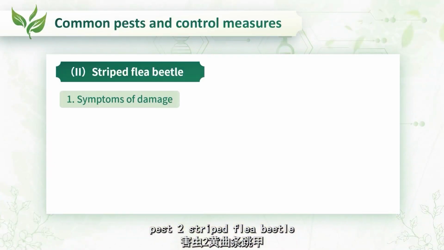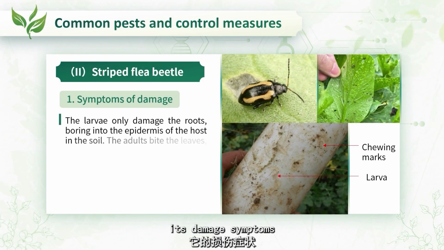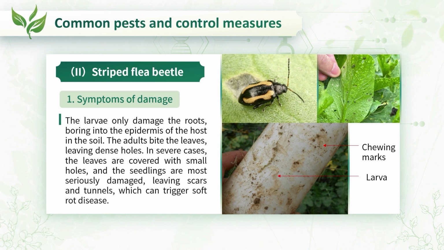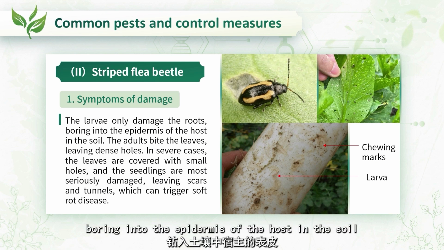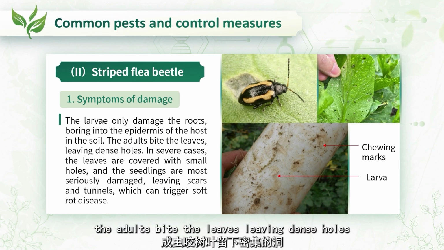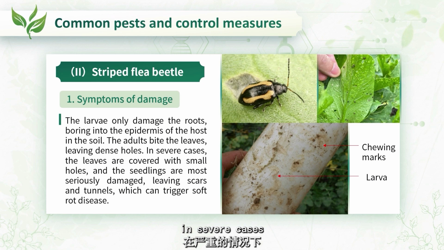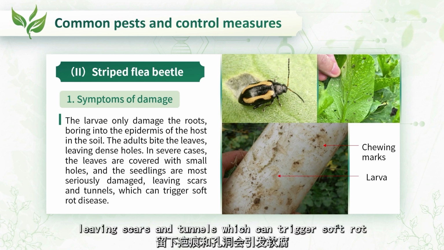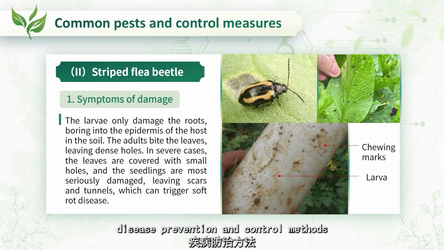Pest 2. Striped flea beetle. Its damage symptoms. The larvae only damage the roots, boring into the epidermis of the host in the soil. The adults bite the leaves, leaving dense holes. In severe cases, the leaves are covered with small holes, and the seedlings are most seriously damaged, leaving scars and tunnels, which can trigger soft rot disease.